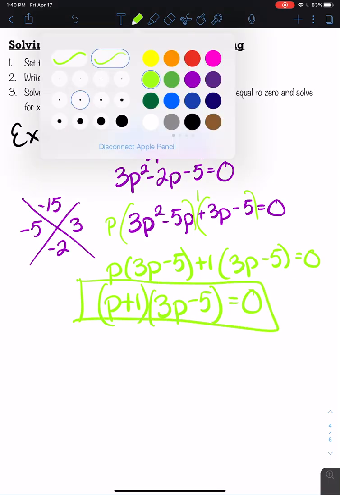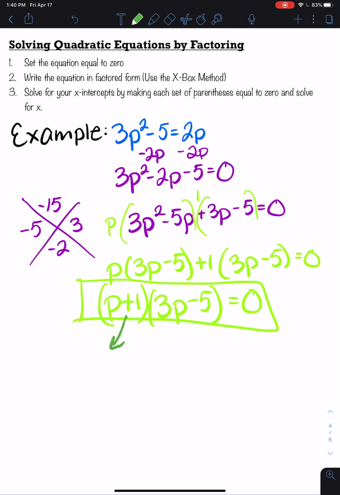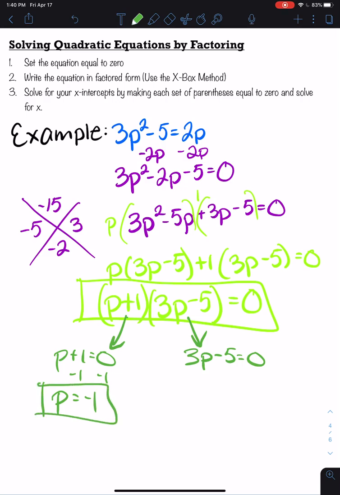Now to solve it, set each one equal to 0 and solve for your variable. So p plus 1 equals 0, 3p minus 5 equals 0. So here's one solution. And then over here, 3p equals 5, divide by 3, so p equals 5/3.